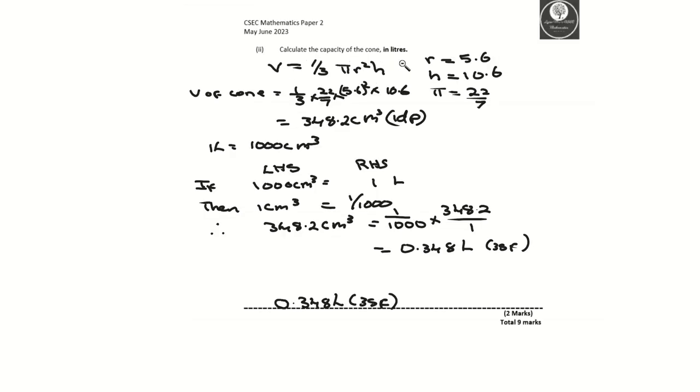So calculate the capacity of the cone in liters. Right, so we know this is our next thing, so Sophia, write this down. 1 liter is 1,000 centimeters cubed, right? That's something that you have to remember. Volume of the cone is a third by pi r squared by h. We know the height is 10.6. You know, r is 5.6. So it's a third by 22 over 7 by 5.6 squared by 10.6. You'll get 348.2 centimeters cubed.